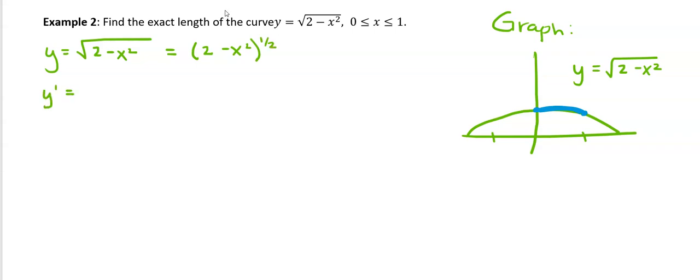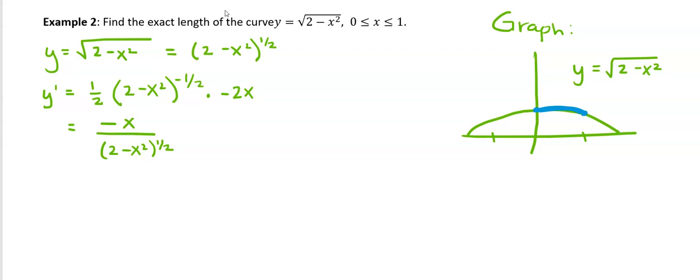Now this is going to be a chain rule, so bring that 1/2 forward. The inside stays the same for a moment. Reduce your exponent, and now multiply by the derivative of the inside, which in this case is negative 2x. And then, of course, you always want to try and clean it up when you can. So this will clean up to negative x over 2 minus x squared to the 1/2, or you can think of it as negative x times 2 minus x squared to the negative 1/2, however you prefer to see that. So what we're going to do now is use it in our arc length formula.